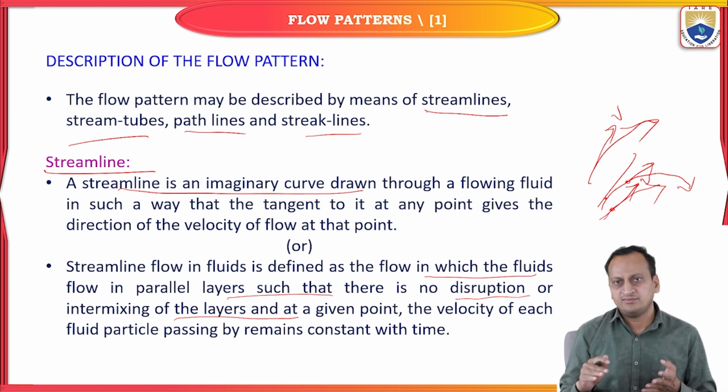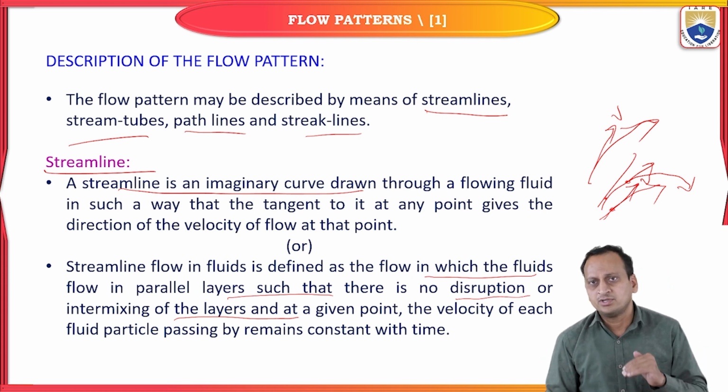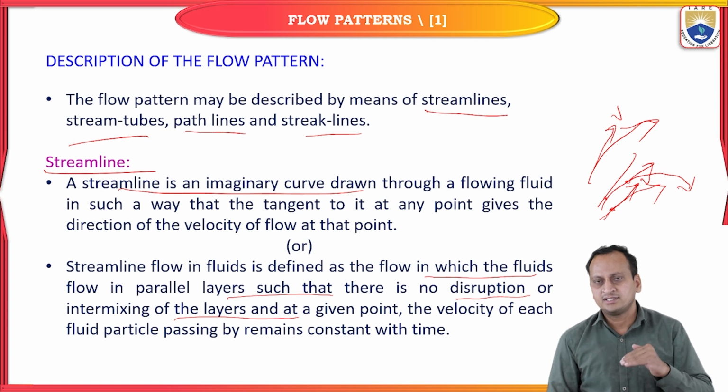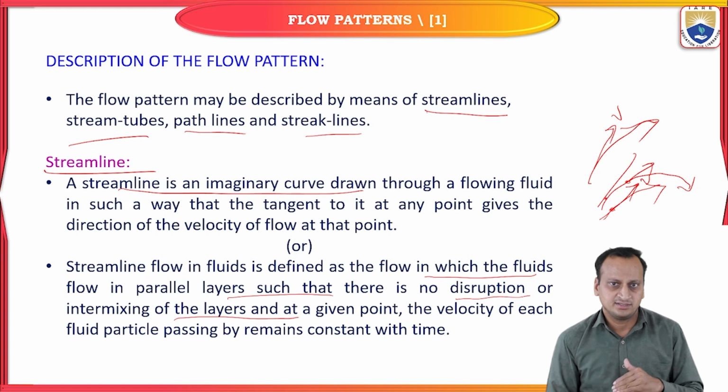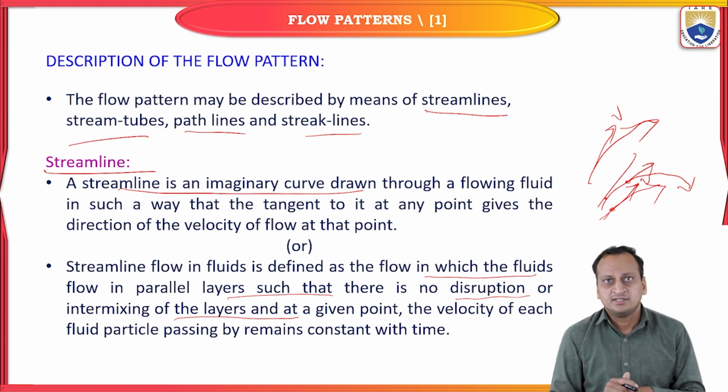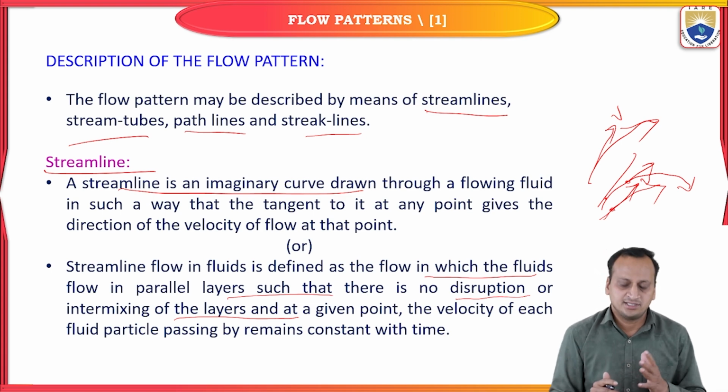In this flow the layers will move one over the other, and adjacent layers will not interact with the flow of another adjacent layer. The fluid particles and fluid layers will move in their own particular paths. They will not come into the path of other fluid particles, and they will not disrupt them. Such a type of flow is also known as laminar flow. So in streamline flow also, fluid particles will not disrupt each other.